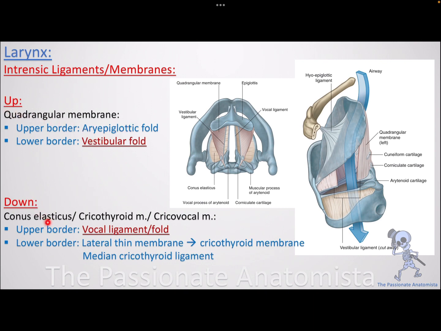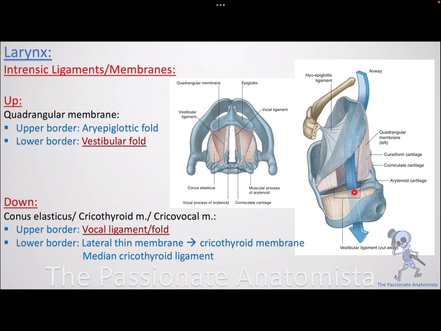And down we have the conus elasticus. And because the conus elasticus is connecting the cricoid cartilage to the thyroid anteriorly and the arytenoids posteriorly, we have other names for it based on the attachment. We have what we call the cricothyroid ligament, we can call it as such, or we can call it the cricovocal membrane, because it connects to the vocal folds, or it connects also to the vocal processes of the arytenoids. This is basically the conus elasticus.